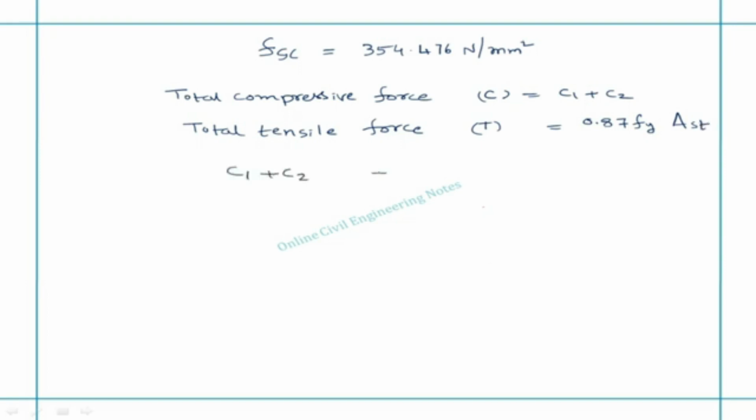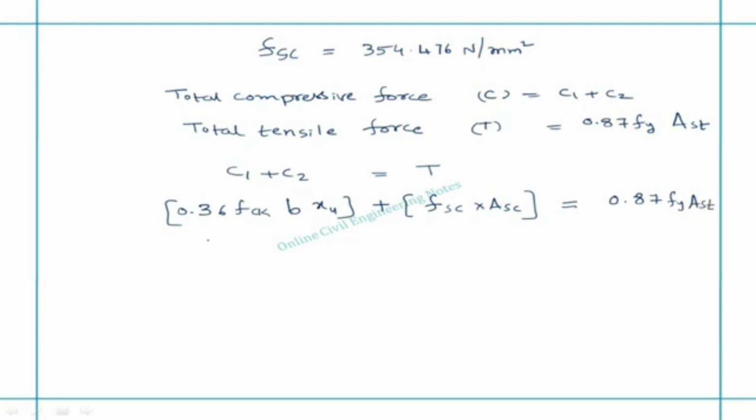C1 plus C2 is equal to T. C1 is equal to 0.36 times fck into B into xu, plus C2 is fsc into ASC. ASC is the area of the compression reinforcement, is equal to 0.87 fy AST. Substitute the values here.